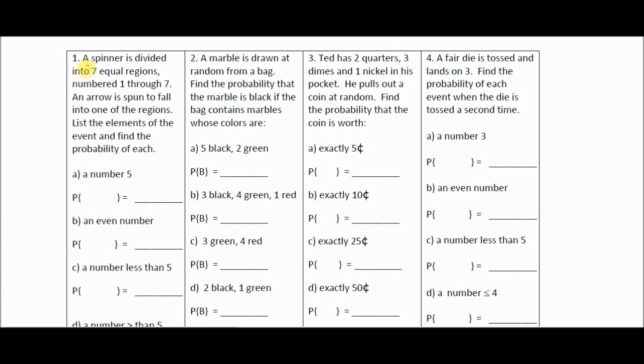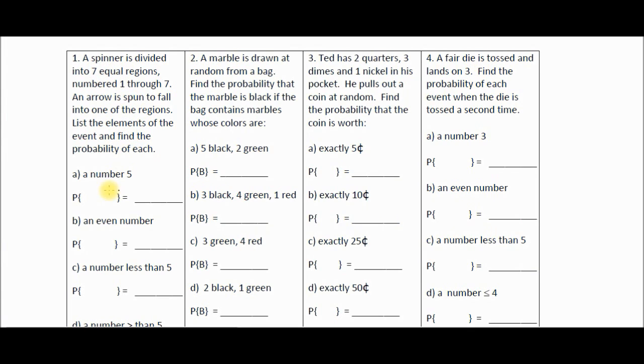A spinner is divided into 7 equal regions, numbered 1 through 7. An arrow is spun to fall into one of the regions. List the elements of the event and find the probability of each. The first thing it asks us is, what's the probability of landing on a number 5? Now, in this worksheet class, to save time, I might just write the fraction and not the percent. Let's see how this goes.